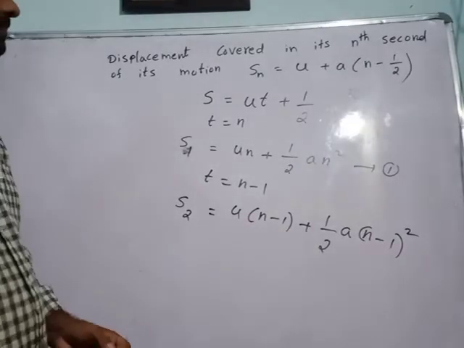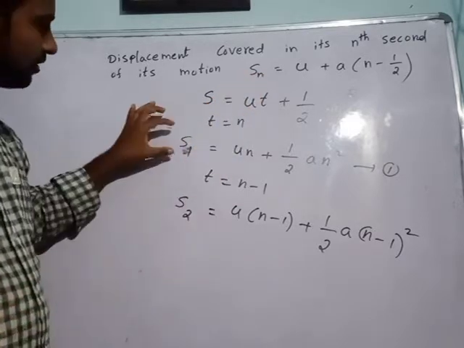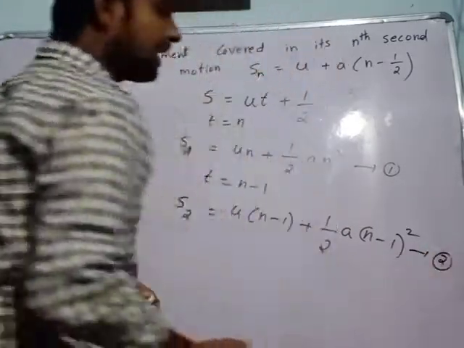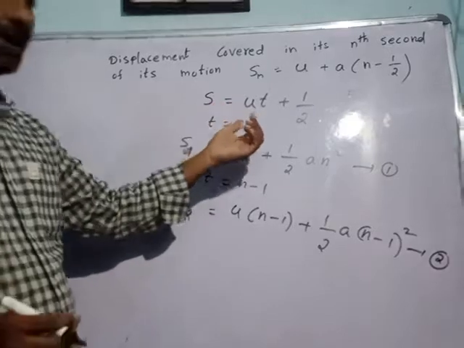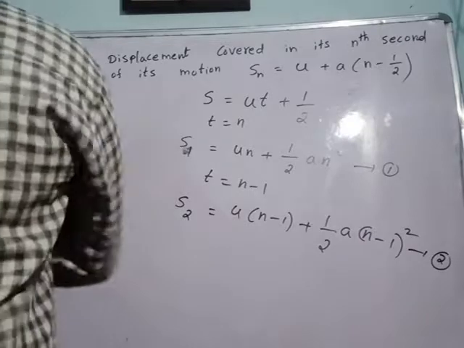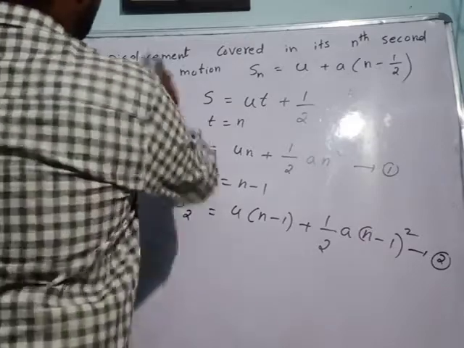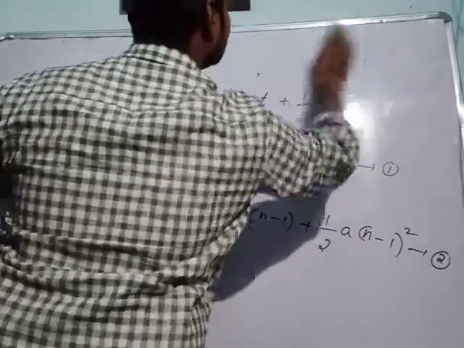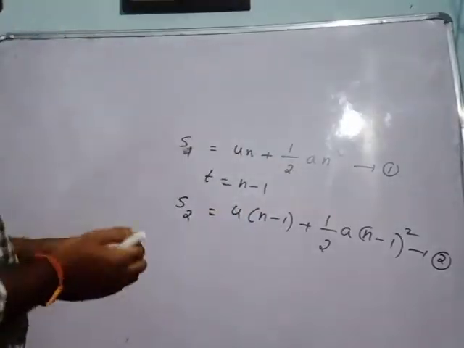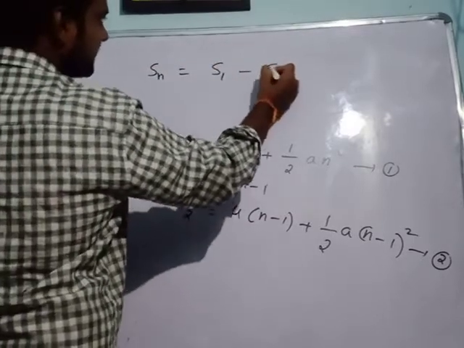Now we have to find the Sn value for a particular time. How to find? By using these two equations, this is equation number 1, this is equation number 2. Now subtract 1 and 2, we get the answer. You want Sn, so Sn is equal to simply S1 minus S2.